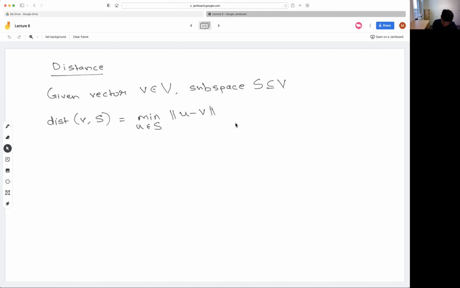And now let's get back to the question of computing it. To compute it, we have to understand how we specify the subspace. So suppose we are given an orthonormal basis, say u1 to uk, for the subspace. Then I claim we can actually compute this distance in a very nice way, and let's see how.